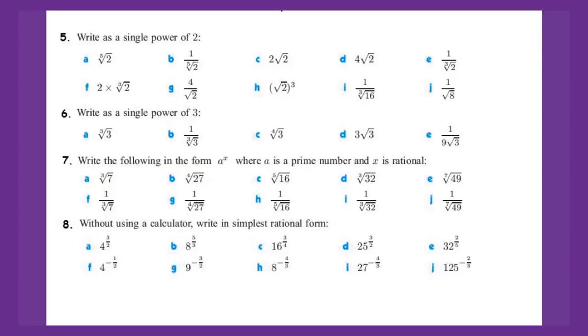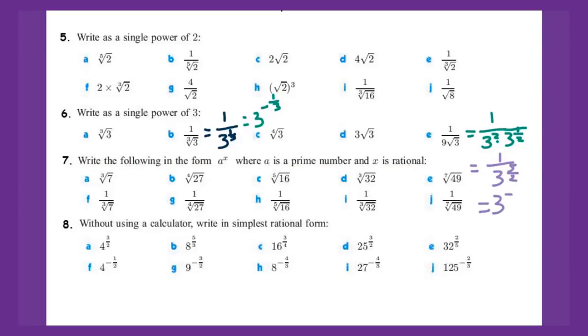For b, I can write down 1 over 3 to the 1/3 power, means 3 to the negative 1/3 power. For e, I can write down 1 over 3 squared times 3 to the 1/2 power. So I add exponents, 2 plus 1/2, that will be 5 over 2. Therefore, I got the 3 to the negative 5 over 2nd power.